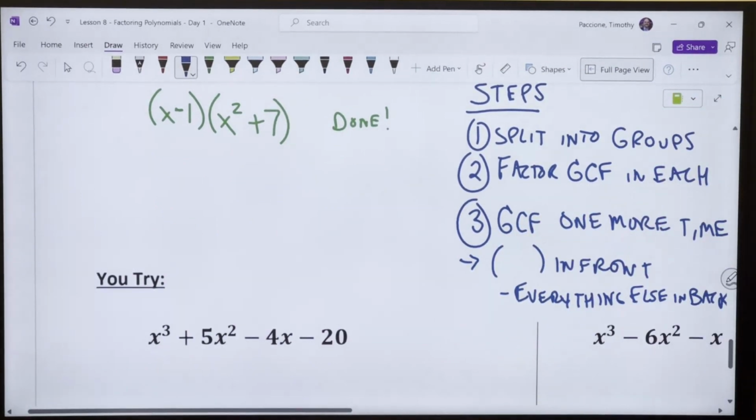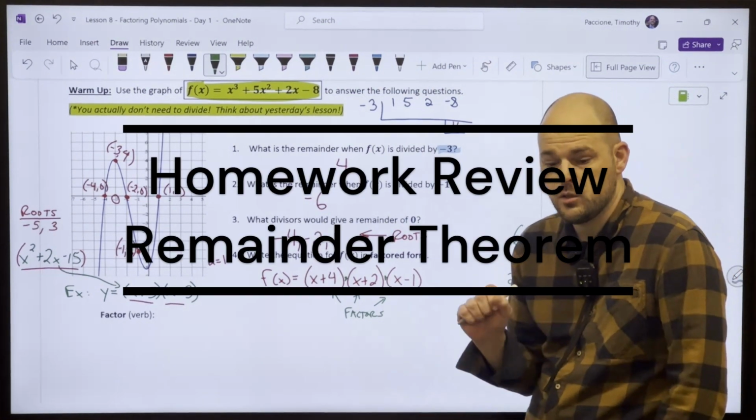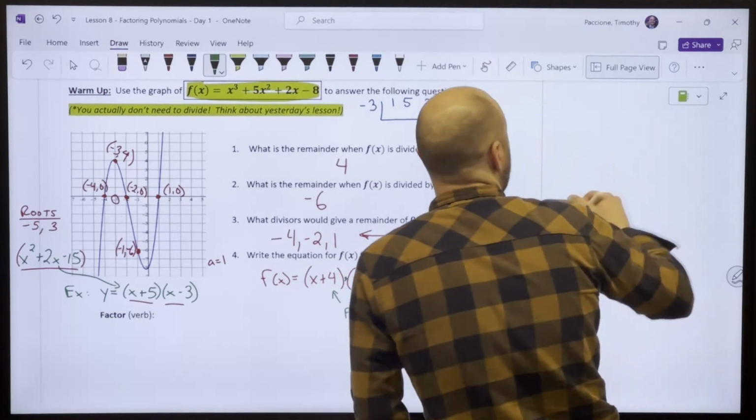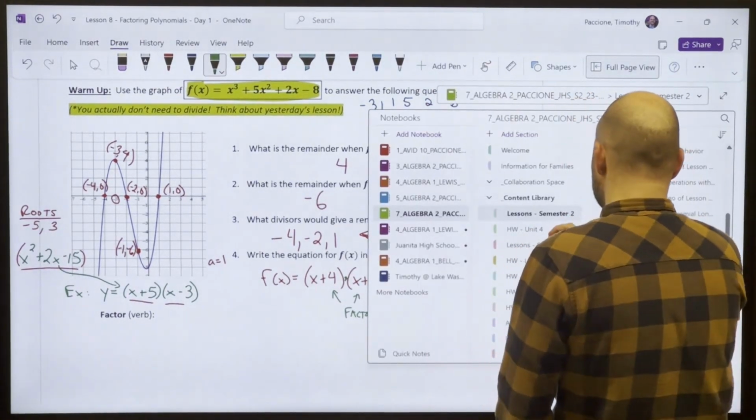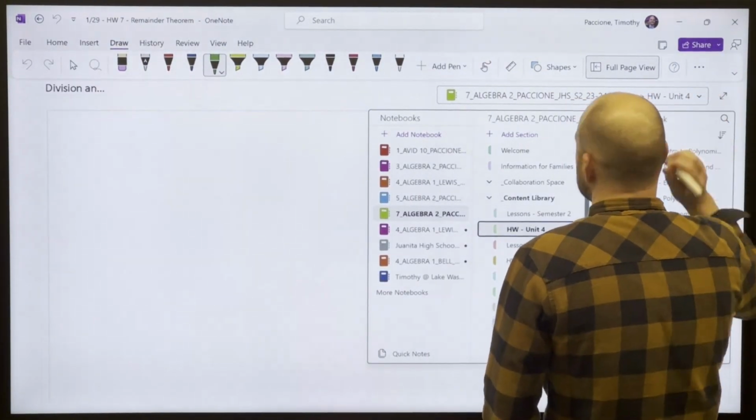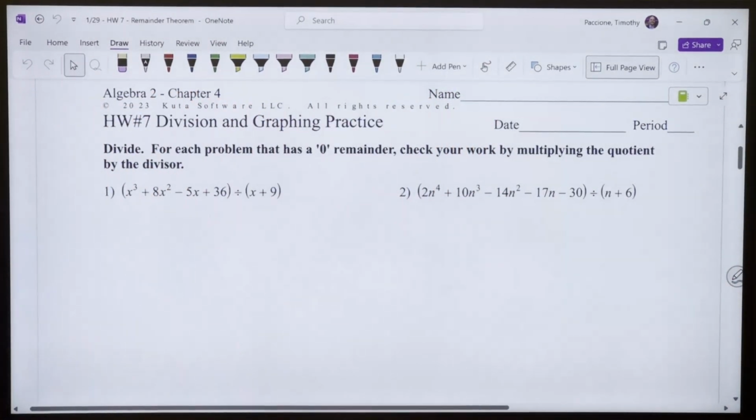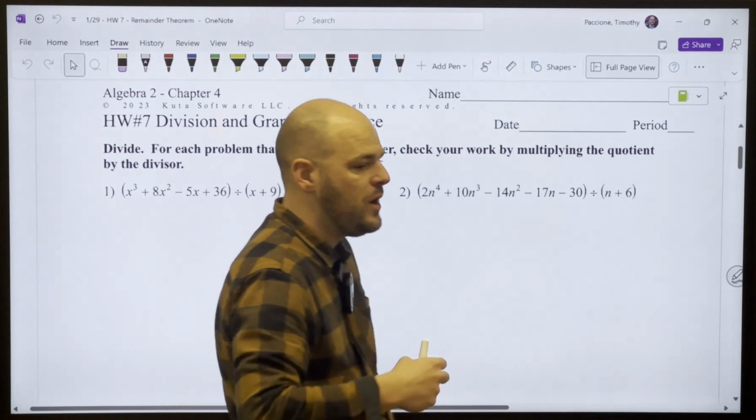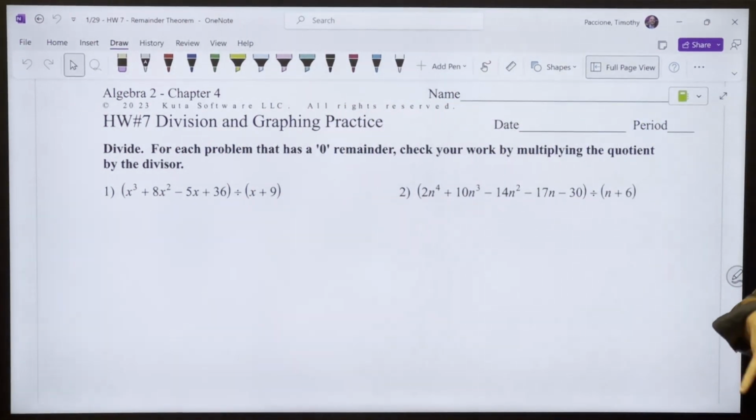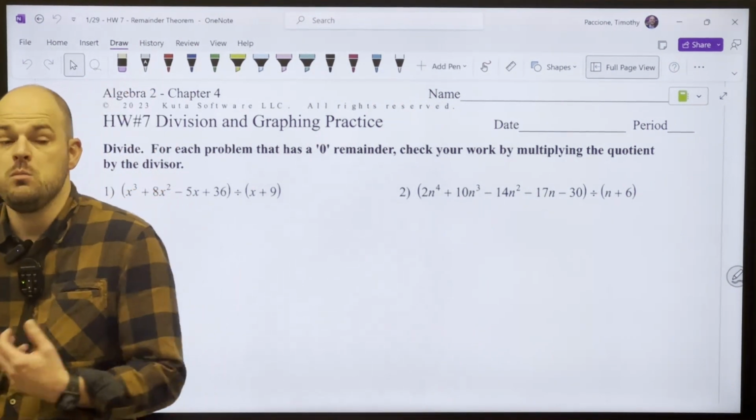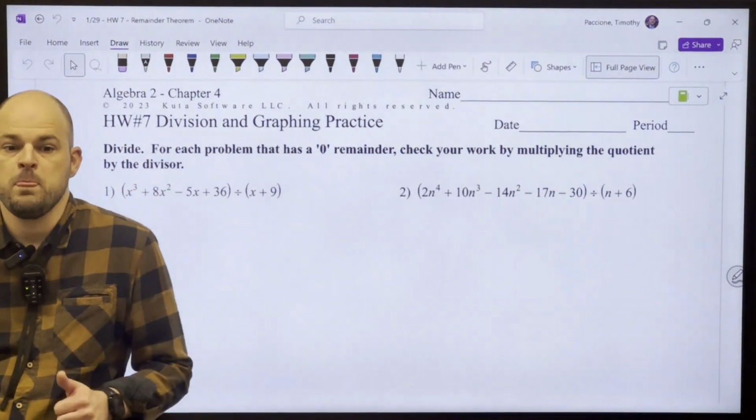All right, let me get your homework. But let's go to the homework, see if there are any questions. Okay, so to the homework. Okay, so on your homework, remember, the new skill was, hey, we can use synthetic division to find outputs when we have inputs. When I have an x, I can find a y by finding the remainder, right?